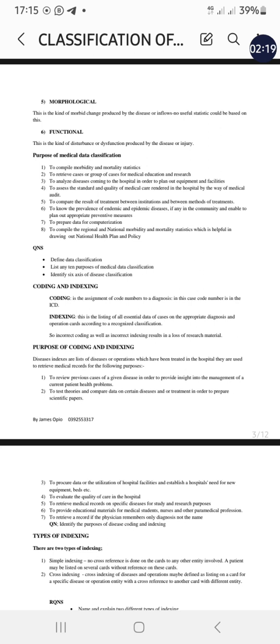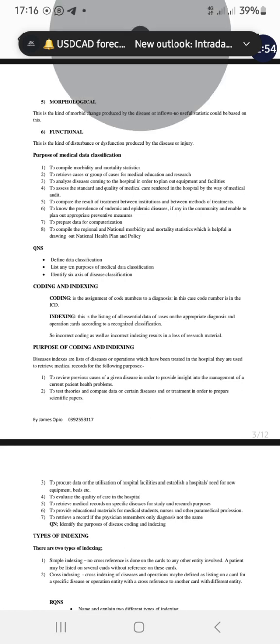Also, we use this information to retrieve cases or groups of cases for medical education and research. So there are varieties of needs when it comes to research. There is always demand for the older records, and retrieving or making a reference to medical information is very easy when the information was classified. In such a way you understand exactly what you should be looking at, and you are able to get them as fast as possible for use.